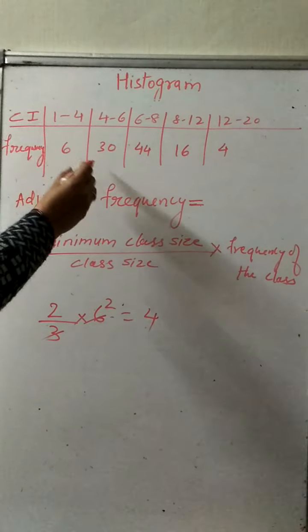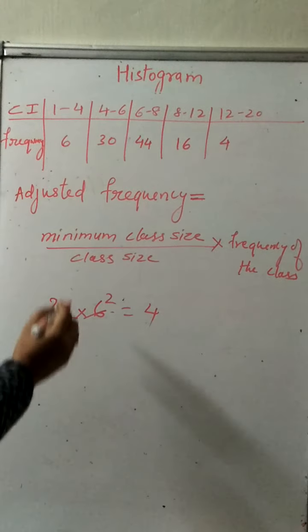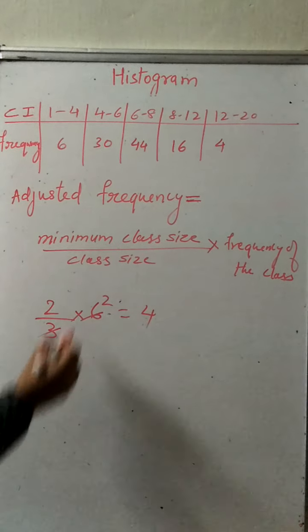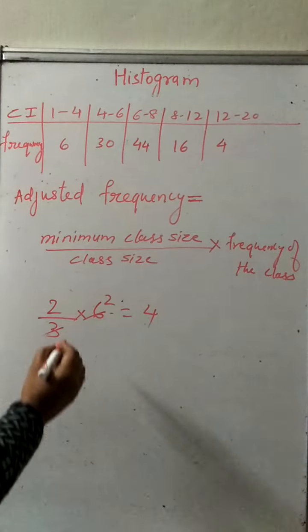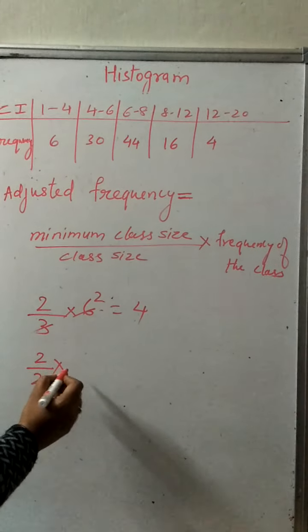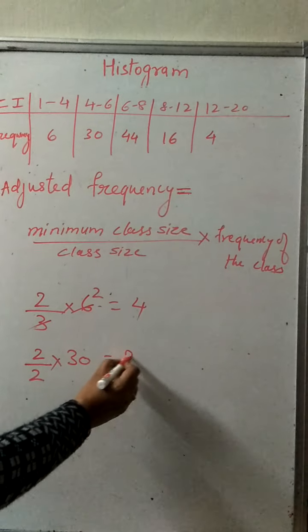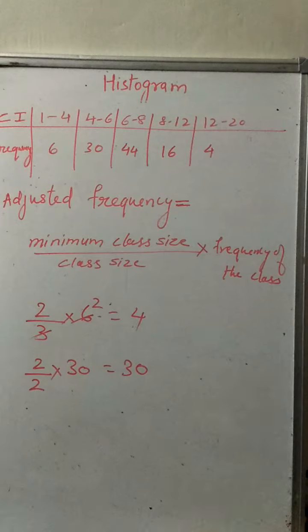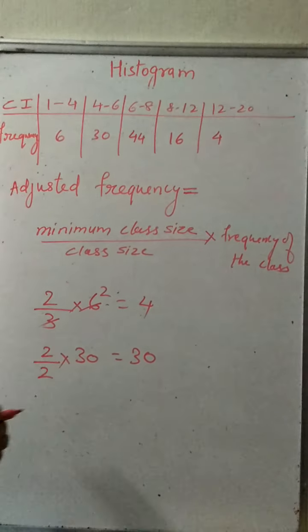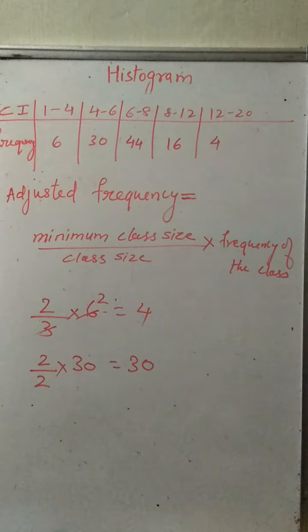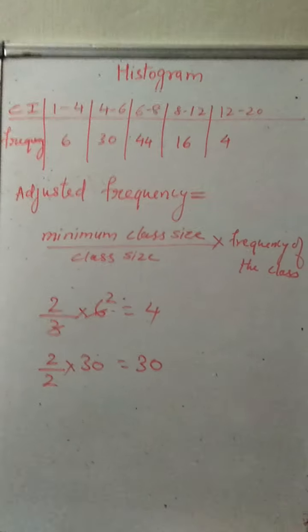Again, for the second class, you have to find it in the same way. So the minimum class size is 2 and the class size of this class is again 2, and the frequency of this class is 30. So the adjusted frequency here is 30. Similarly, for the other three classes, you have to calculate the adjusted frequency and then we have to draw the histogram.